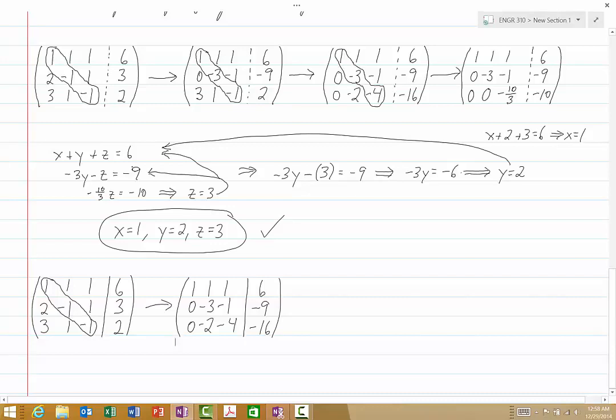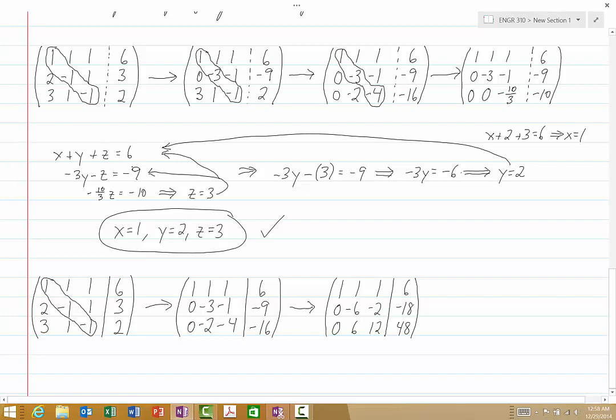Well, what else could you do? Remember that you're allowed to multiply any row by any non-zero number. So what I'm going to do is I'll leave the first row as it is, 1, 1, 1, 6. I'll multiply the second row by 2 to get 0, negative 6, negative 2, negative 18. I'll multiply the third row by negative 3 to get 0, 6, 12, and 48.